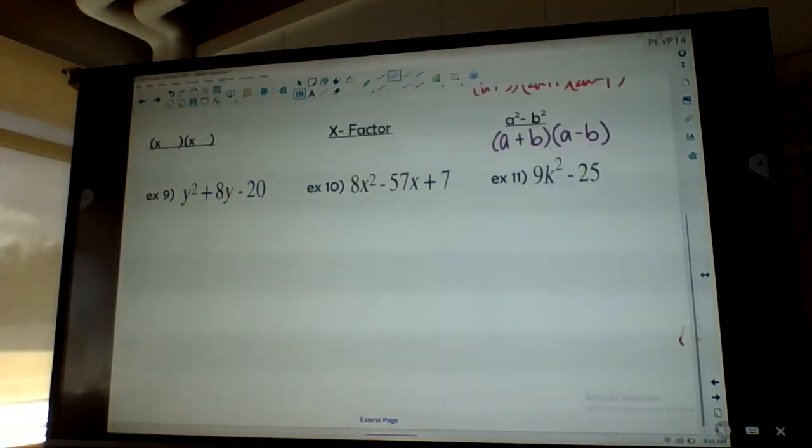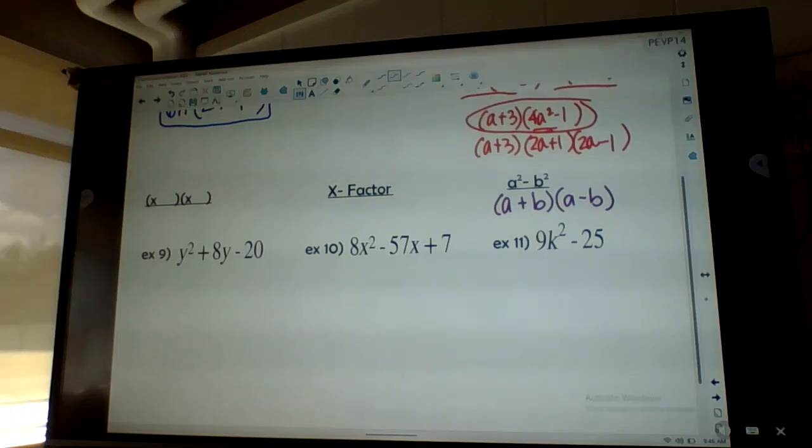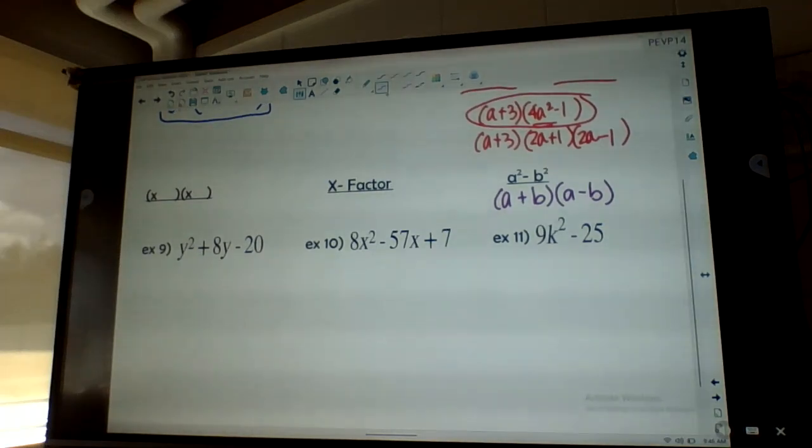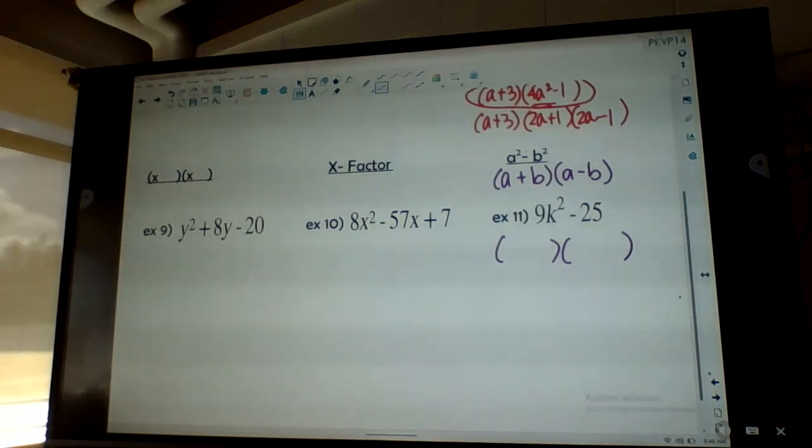All right, so our next type here, actually maybe let's do the difference of squares one right away because it's right there anyway, and we just talked about that. So this 9k to the second minus 25, those are both what we call perfect squares. So we do our two sets of parentheses. 9k to the second, the number times itself is 3 and 3. So 3k, 3k. We want to multiply to get 25. And we're going to do a plus and a minus.